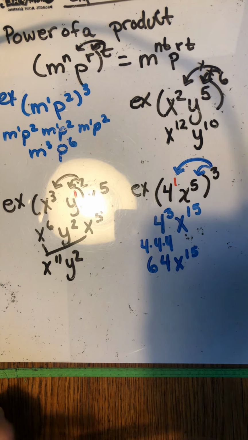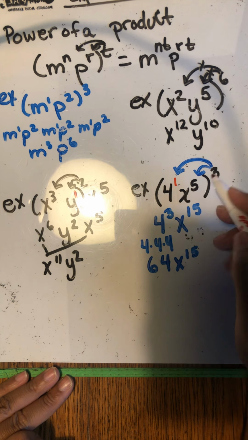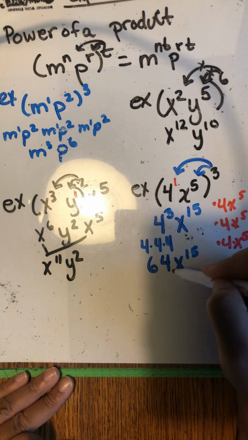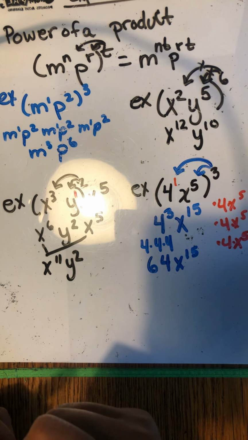Now the reason why it works is I have 3 of everything on the inside. So remember, I have 4x to the 5th once, times 4x to the 5th twice, times 4x to the 5th 3 times. I have a 4 times 4 times 4. These are all timesing each other, which is where the 64 comes from. I have 5 of these, 5 of these, 5 of these, which is where the 15 comes from.